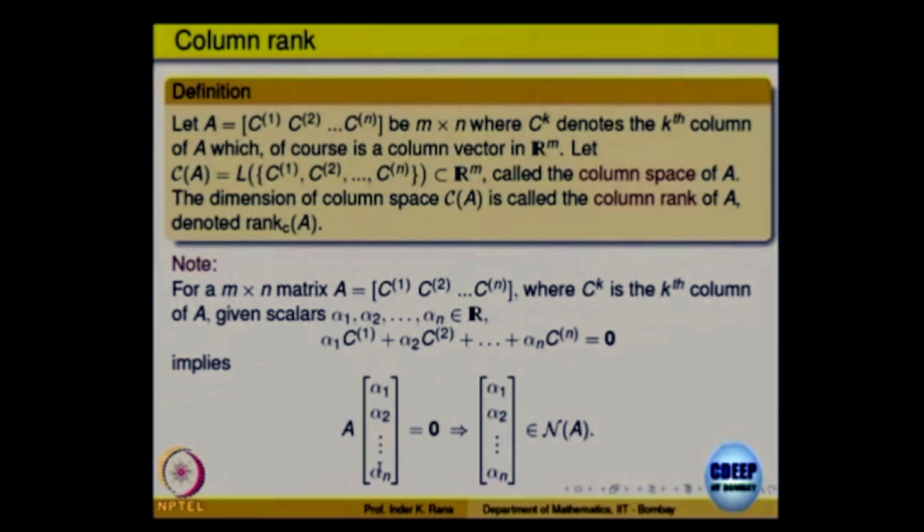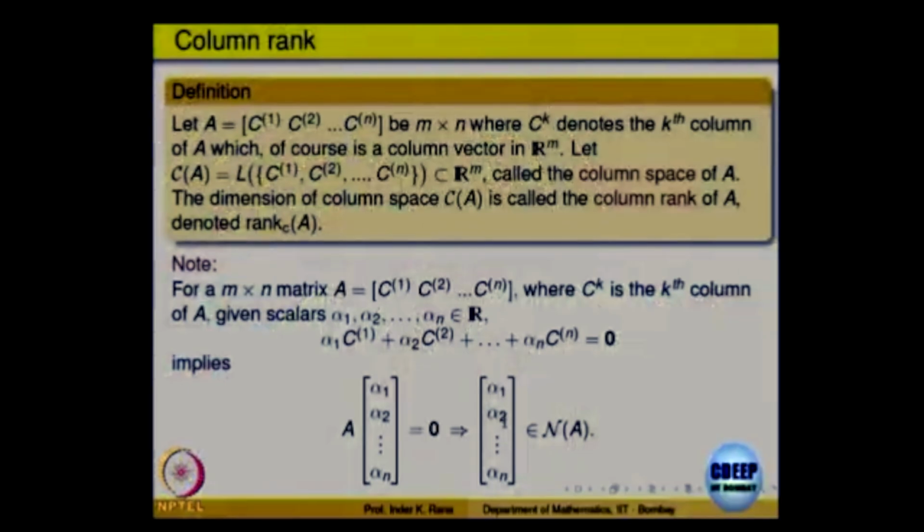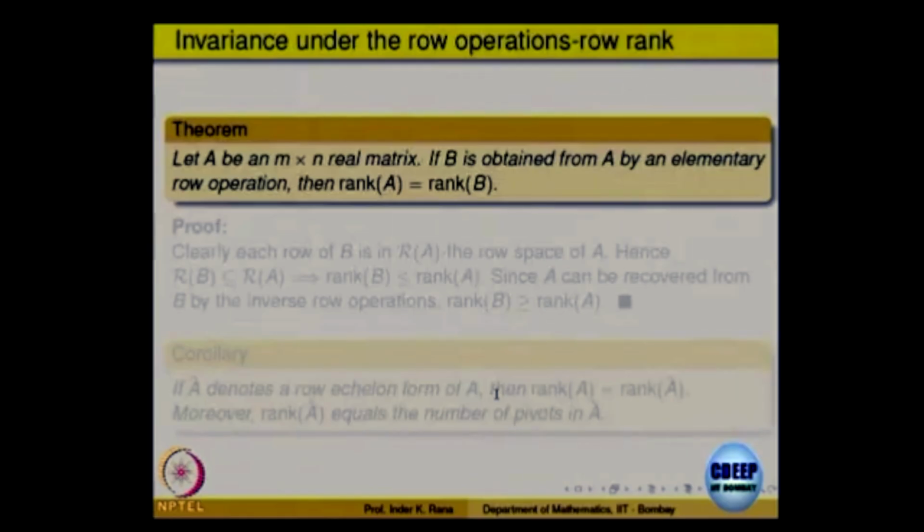Remember what was defined in the null space? All vectors x such that Ax is equal to 0. So a linear combination of columns equal to 0 gives you an element in the null space. An observation which we will use later on. So here is the first theorem about the row rank.